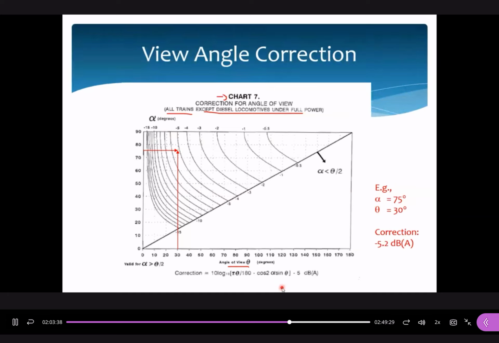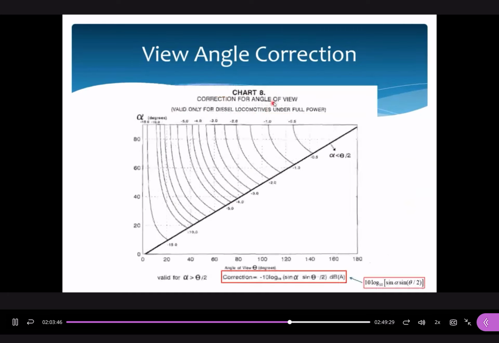Okay, any problem? Okay, this is just for rolling noise type vehicles. And how about this one, chart number 8? Chart number 8 is valid only for diesel vehicles, okay? Diesel vehicle. The principle is still the same. We still need to identify the values of theta and alpha.